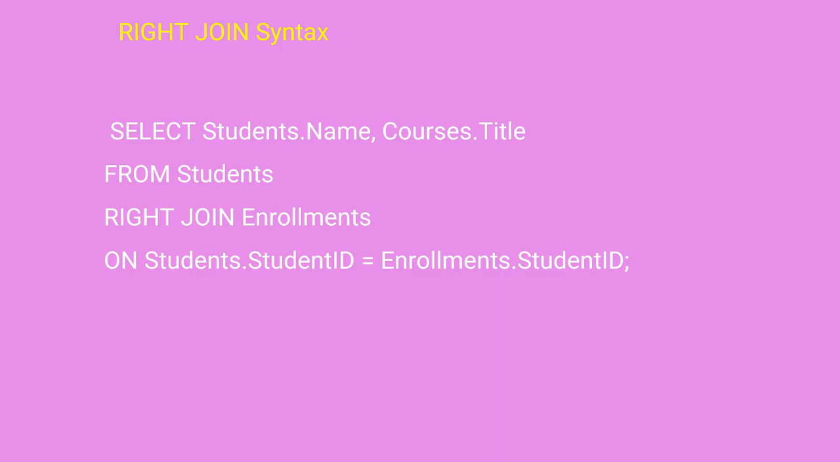Here is the syntax for a right join. This query lists all enrollments showing student names where available. If an enrollment exists without a matching student, the student column will be null.